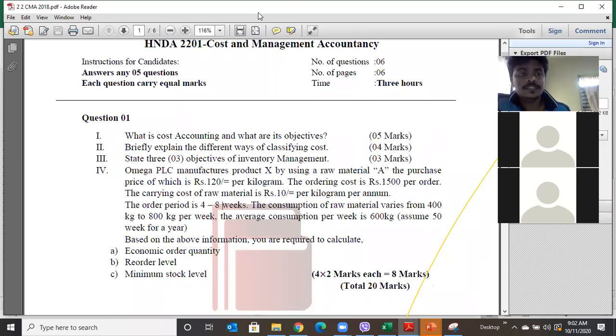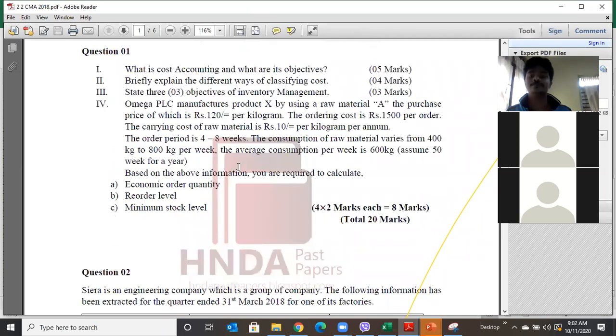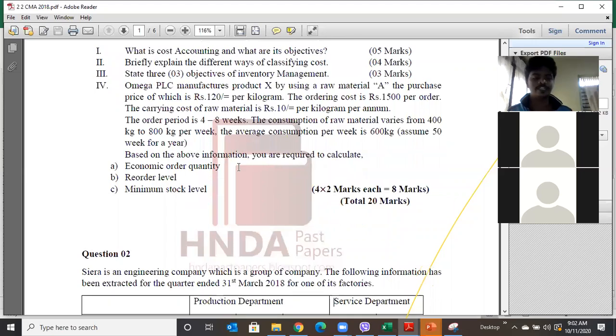Okay, now let's see. Okay, just go through the sums and check your answers and the question paper. Then if you do not have any doubts, now we can go for question number 2.